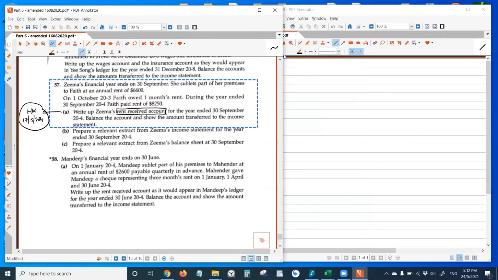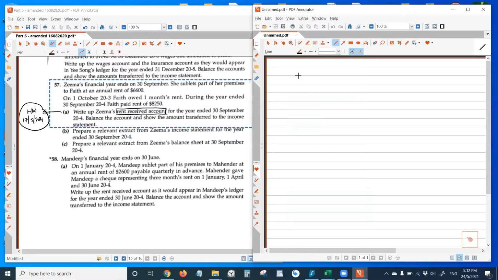Prepare the rent receive account. Okay, so begin with drawing the T-shape for rent receive. You may have a question in your mind. Should we call this rent receive account or rent receivable account? Sometimes you see commission receivable account. Sometimes you hear me saying commission receive account, right? In fact, the right way to state the name of the account is this, the word receive, okay, not receivable.